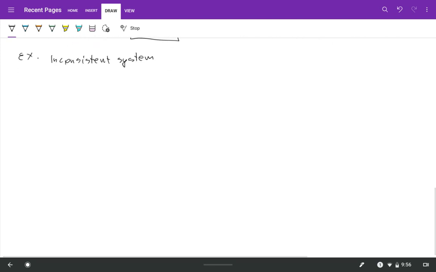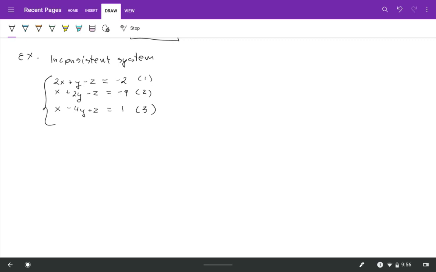So here we have 3 variables. We have 2x plus y minus z equal -2, x plus 2y minus z equal -9, and x minus 4y plus z equal 1. So we have three equations, 1, 2, 3.